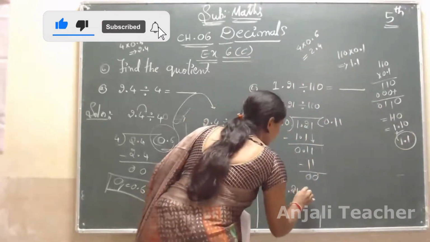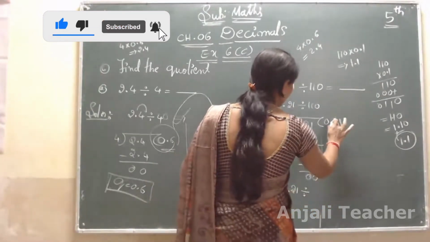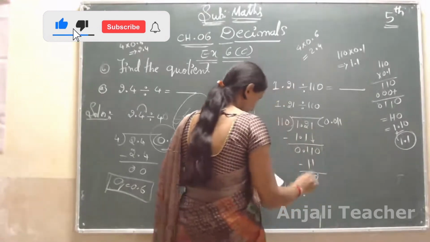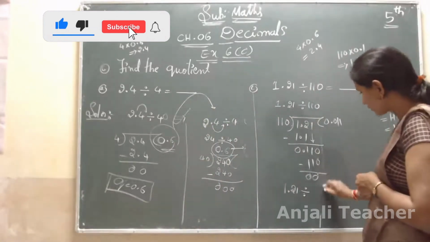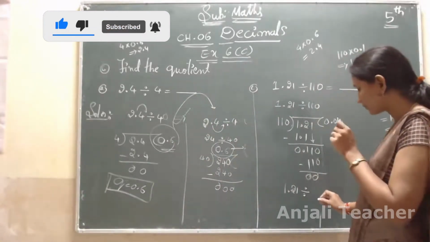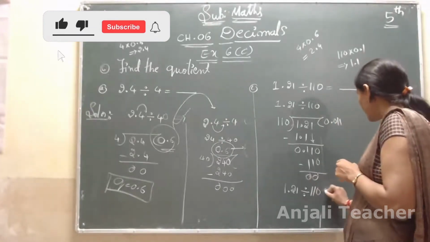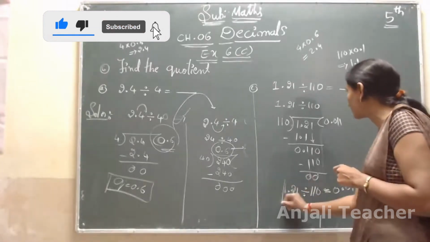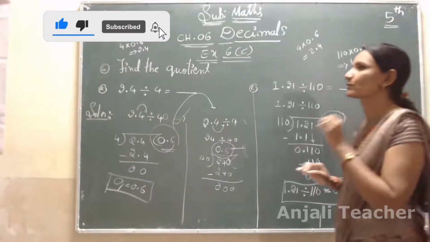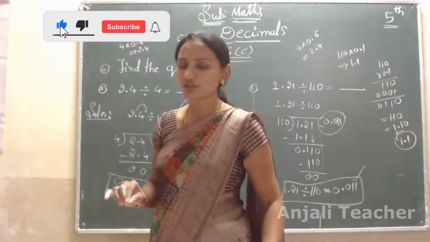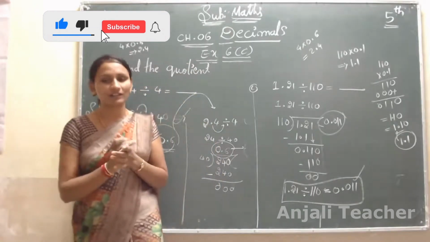Because 1.21 is divided, you take the zeros and write 1 zero here. Because the two numbers you took, 0 and 0, are subtracted, 1.21 divided by 110, the value is 0.011. What is the quotient, students? The quotient is 0.011.